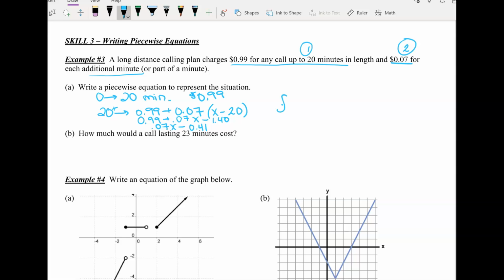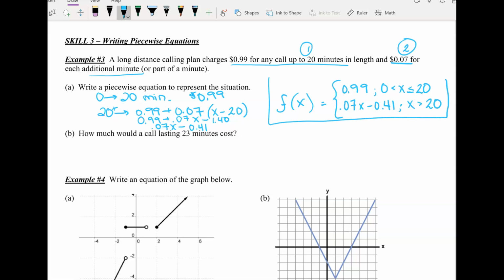The reason I went all the way down to that is because it's going to be easier for us to evaluate, for people to graph if they wanted to graph, and so forth. Here we go. The first is 99 cent flat rate, and that's when your x is greater than 0, and it says up to 20 minutes, so it's an equal to, because it includes 20. And then we have 0.07x minus 0.41 when x is greater than 20. There is our equation. Nice.